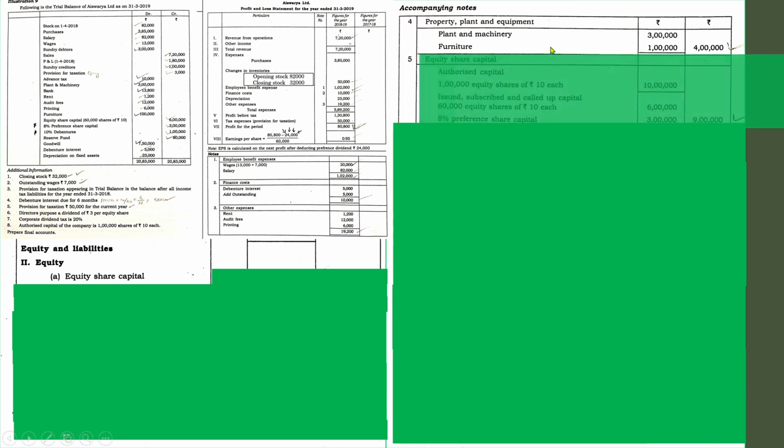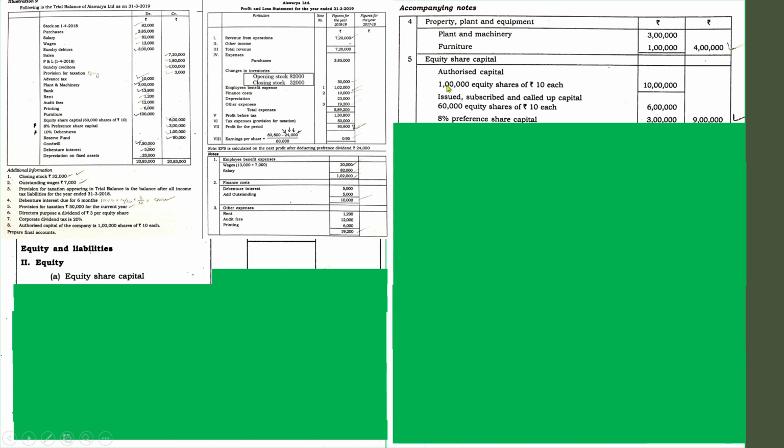So we can take another note. Equity share capital begins with authorized capital, where 1 lakh equity shares of 10 each, 10 lakhs. And issued and subscribed called-up capital is 60,000 equity shares of 10 each, 6 lakhs. And 8% preference share capital of 3 lakhs, and that is total 9 lakhs.